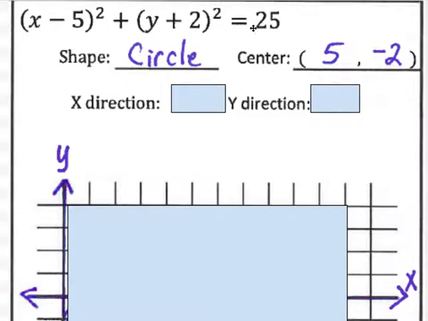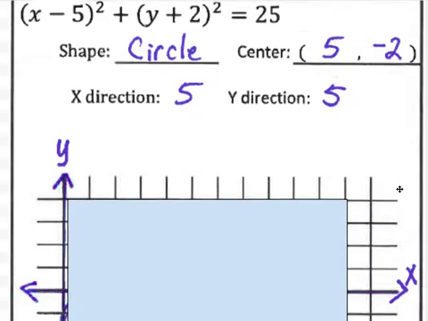Okay, and then same thing with the last one. Whatever number your equation is equal to, the square root of that is going to be your radius. So the square root of 25 is 5. So we're going to move 5 to the left and right and 5 up and down.